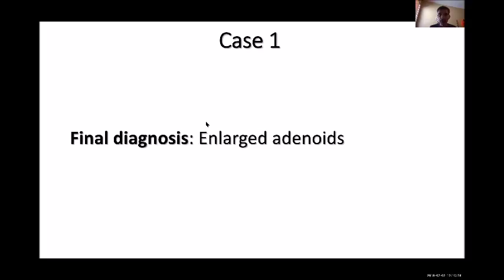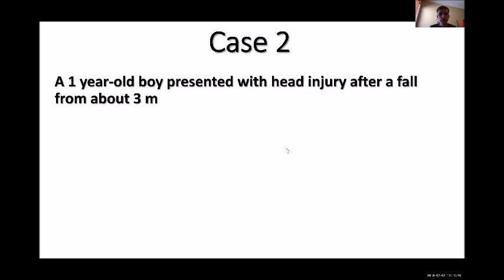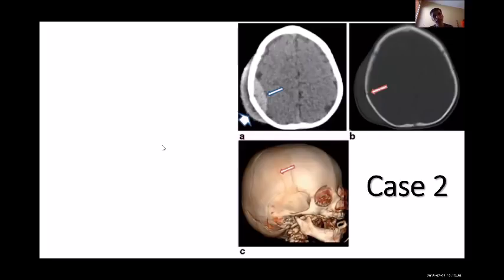So it's enlarged adenoid, very good. Now case number 2. A 1-year-old boy presents with head injury after a fall from about 3 meters. This is the CT scan, and the one below is the 3D reconstructed CT scan. Any comment?